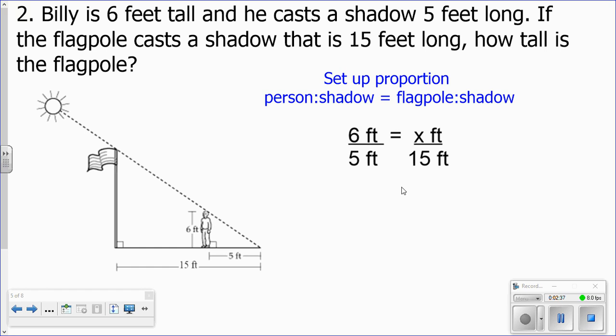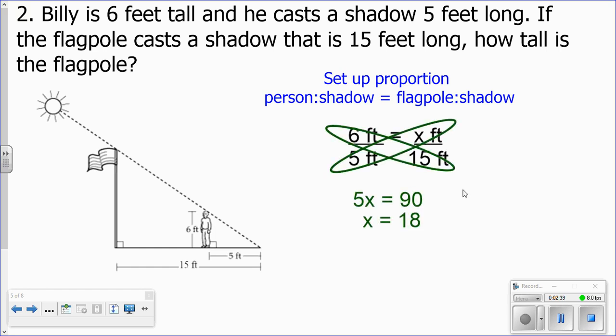So now we cross multiply, and we get 5 times X is 5X, and 6 times 15 is 90. We divide both sides by 5, and X equals 18. So the flagpole is 18 feet tall.